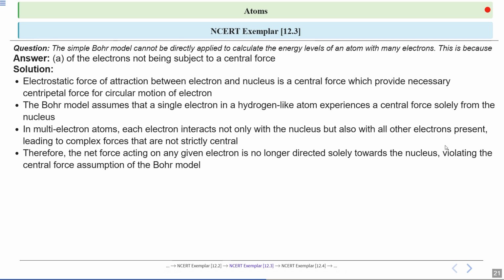So, because the net force on each electron isn't always pointing straight at the nucleus, the central force assumption of the Bohr model breaks down. This is why the Bohr model can't accurately predict the energy levels for atoms with more than one electron. The interactions between the electrons make the forces non-central and much harder to calculate.